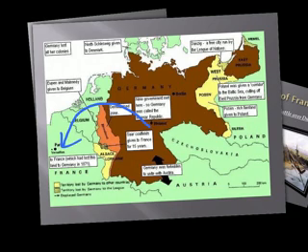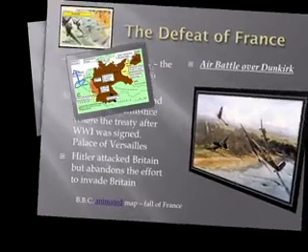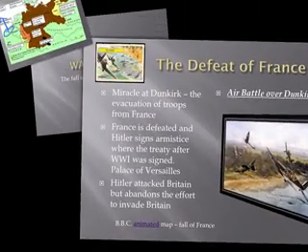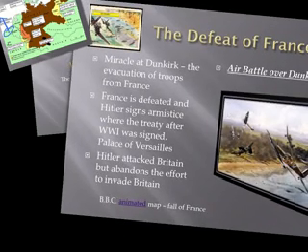The British come in at the last minute to help Paris, and it results in this miracle at Dunkirk, in which the French and the British are evacuated out of mainland Europe. And so we'll look at this, the defeat of France, the miracle at Dunkirk, the evacuation of troops from France.